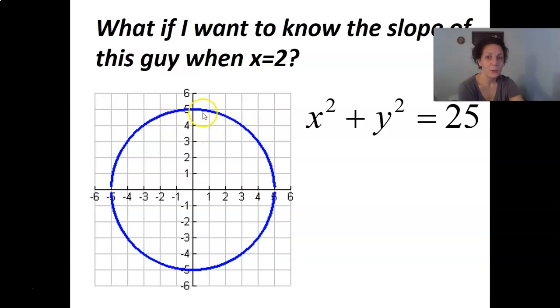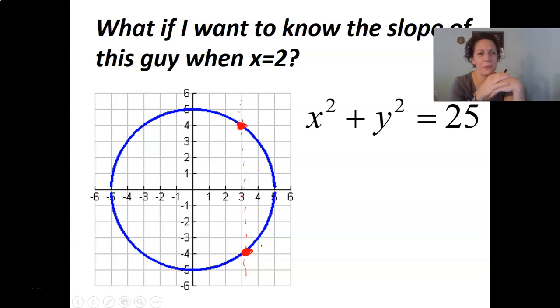Now, if you look at this graph, you may notice, without even looking at the equation, that the slope is going to depend not just on x, but also on y. So for example, if I say to you, find the slope of this graph when x equals 3. Okay, well, if I put a line at 3, you're going to notice that line hits twice. It hits once here, and it hits once here.